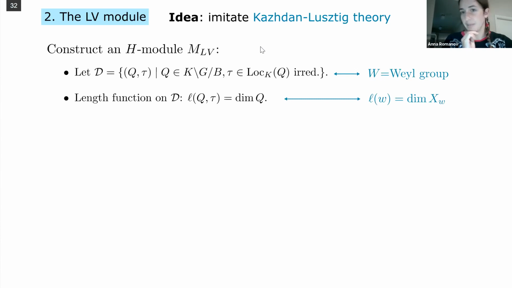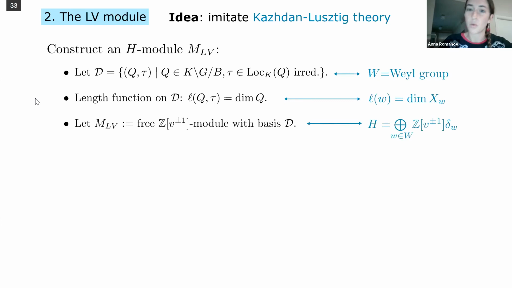And then the next ingredient we need to do Kazhdan-Lusztig theory is we need some sort of length function. So in the classical setting, length is given in terms of the element of the Weyl group, but also if we turn to geometry, we know that the dimension of a Bruhat cell is given by the length of the element parameterizing that Bruhat cell. And so since we don't have a nice combinatorial description of our parameterizing set D, we can instead take length to be defined as its dimension. So the length of an element in the set is just going to be the dimension of the corresponding orbit.